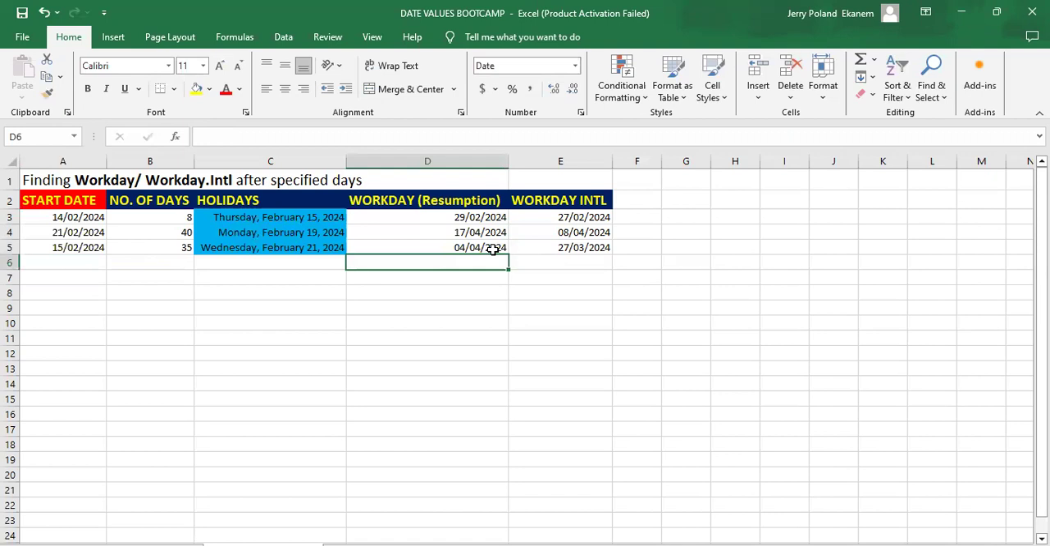On the 4th of April, right? So the holidays are there. If there are holidays, yes, you can put it so that Excel will be able to skip those holidays out. But if there are no holidays, Excel only skips the weekends, that's Saturday and Sunday. I think that's clear. Now that's that for the workday.